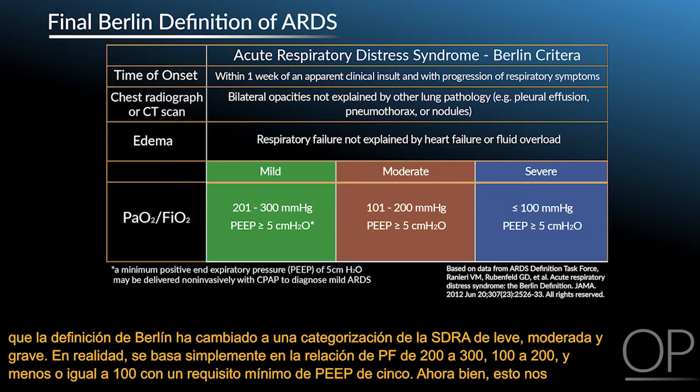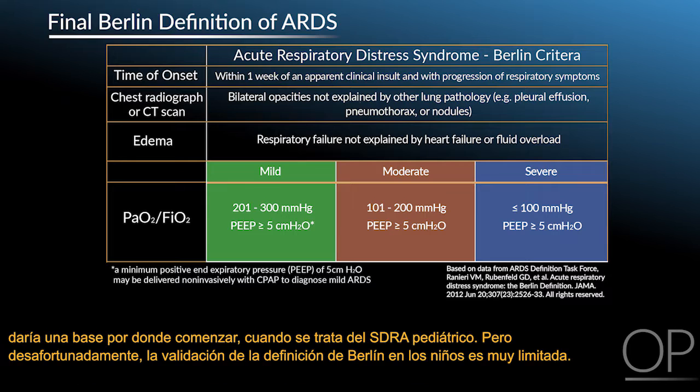It's really simply based upon the PF ratio of 200 to 300, 100 to 200, and less than or equal to 100, with a minimum requirement of a PEEP of 5. Now, this forms the basis of something for us to start with when we think about pediatric ARDS, but unfortunately, there's very limited validation of the Berlin definition in children.